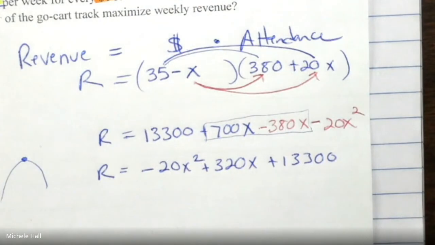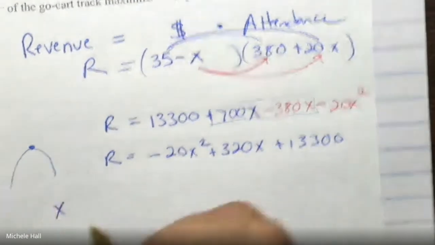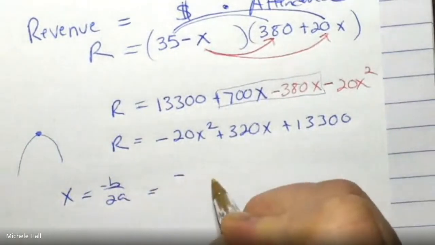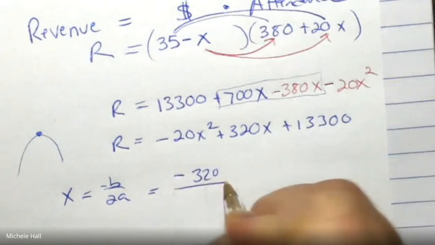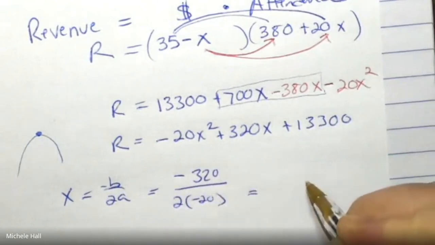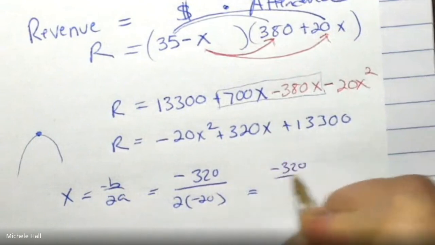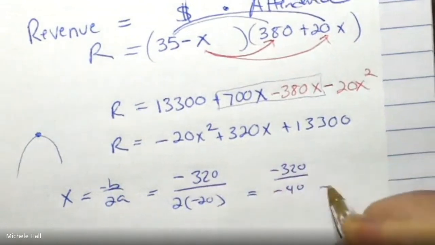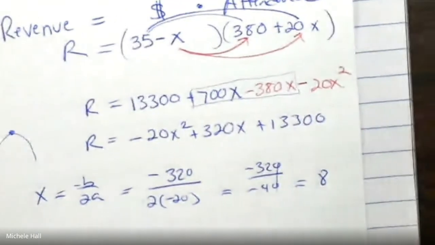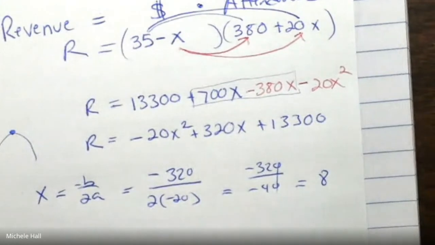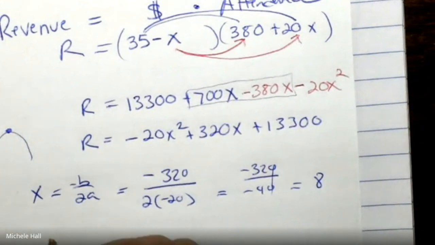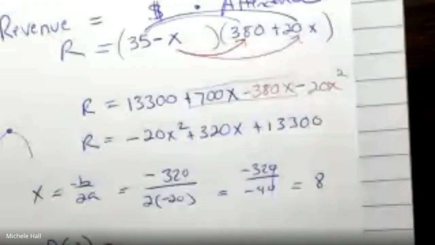All right, so we need x equals negative b over 2a. So we get negative, and then b is 320 divided by 2 times a. And so we get negative 320 over negative 40. And we should get 8. So I already know that x is 8, and I'm looking for the y value. So I take the answer.